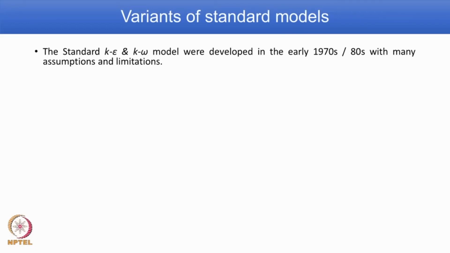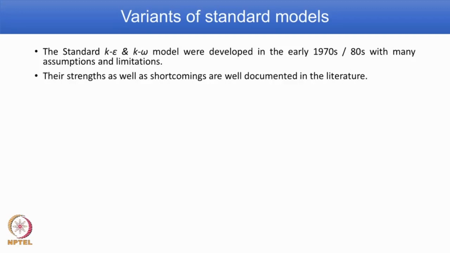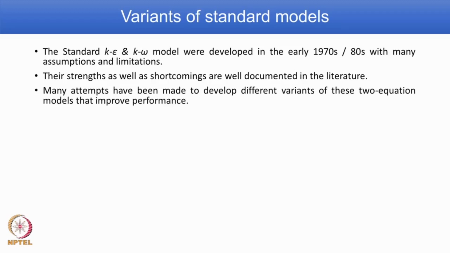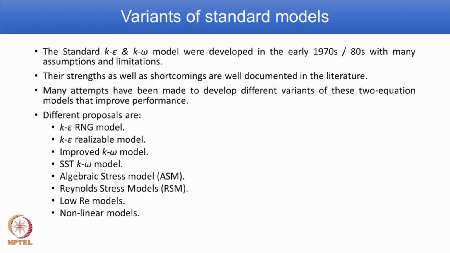Now, we look at different variants of the standard model. Standard K epsilon and standard omega models were developed in the early 1970s and 80s with many assumptions and limitations. Their strengths as well as shortcomings are very well documented in the literature. Many attempts have been made to develop different variants of these two equation models to improve performance. Different proposals I am listing here.